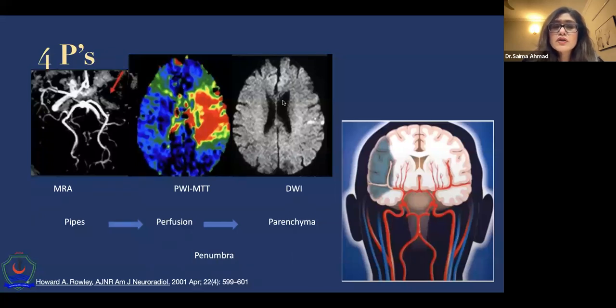But for the stroke physicians, the neuroradiologists, and the radiologists, we want to keep the imaging as simple as possible, so everybody can understand and interpret it very easily. Everything starts with 4 Ps as far as imaging is concerned. P is for parenchyma, P is for perfusion, and P is for pipes. Pipes are the blood vessels. And then, of course, P is for penumbra. Penumbra is the salvageable brain tissue, and it's very important. All of us are very much interested in penumbra because this is the tissue we are going to rescue.